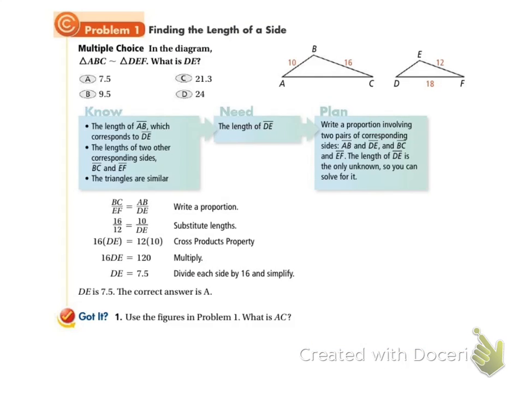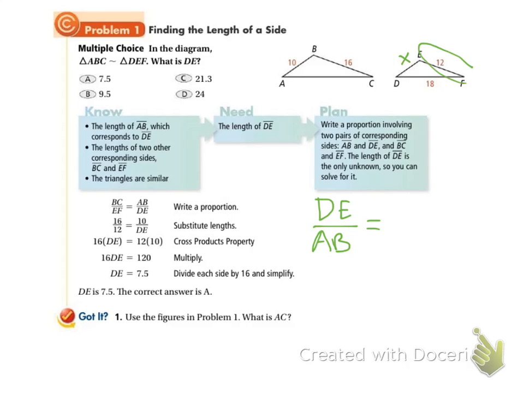Okay, so if I look at these triangles and I'm trying to find DE, I'm going to set up a proportion using DE. The side that matches up with DE is AB. So DE over AB is equal to, and then I want to choose a pair of sides that both have numbers. I don't want to toss in another variable. I only want to have one variable.